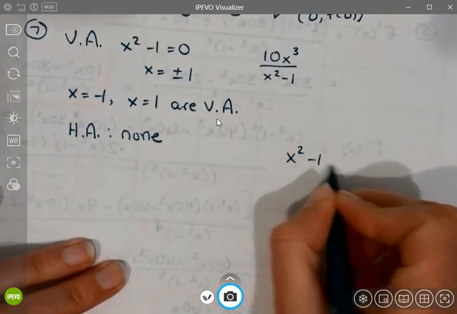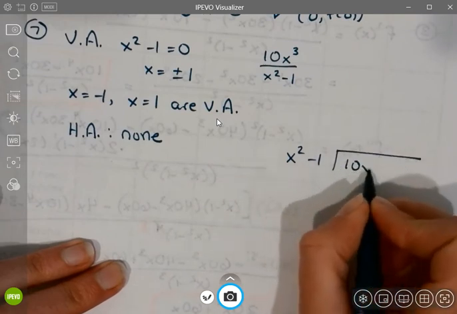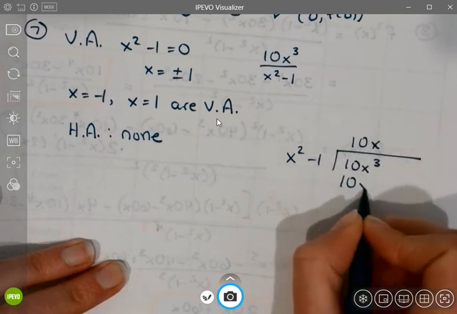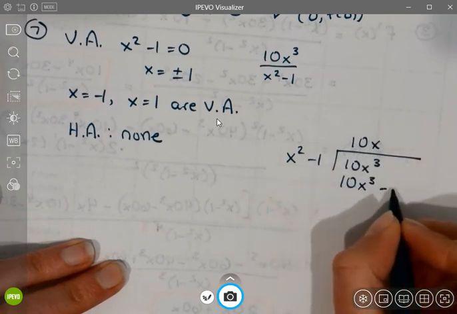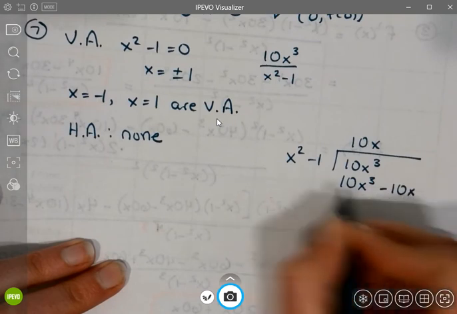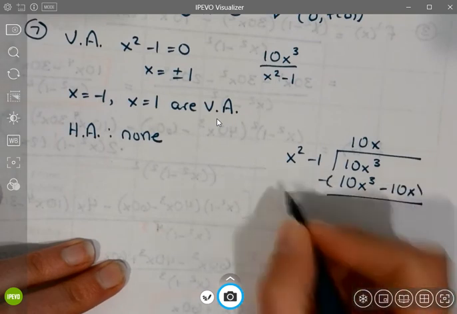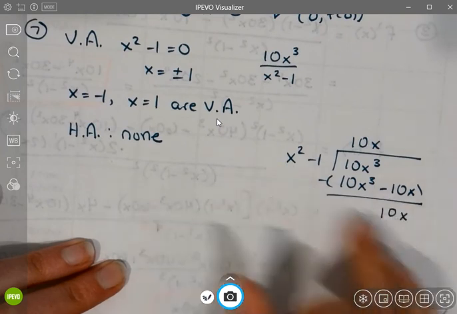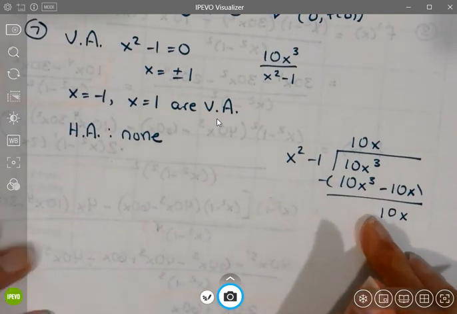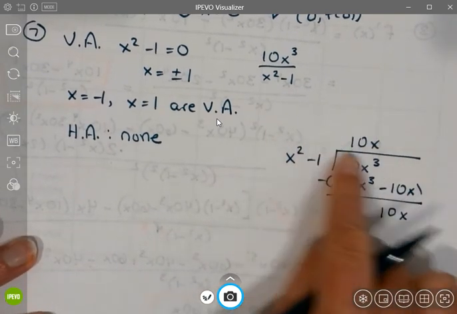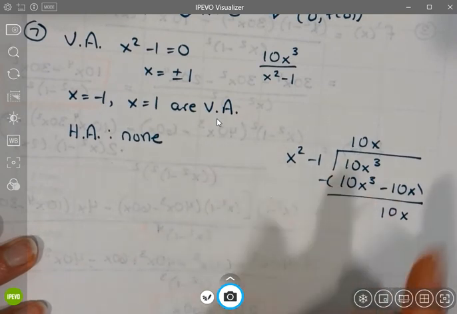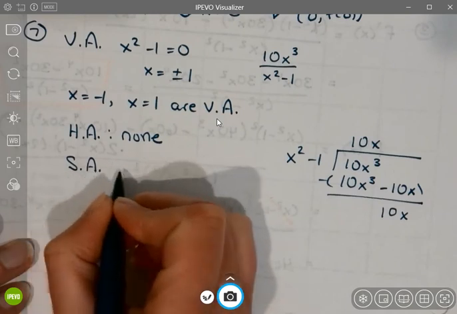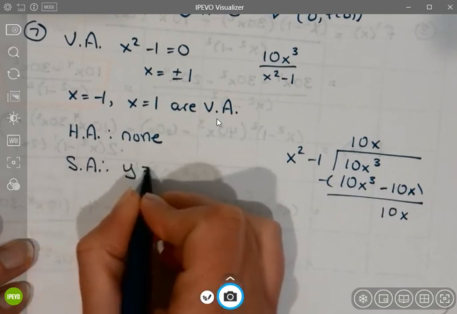So x squared minus 1 divided into 10x cubed gives us, need to multiply by 10x. So that gives us 10x cubed minus 10x. And if I distribute that subtraction, that gives us a remainder of 10x. And I already am too small to continue to go into 10x with the x squared. So y equals 10x from the top with a remainder of 10x as well is going to give us the oblique asymptote. So the slant asymptote or oblique asymptote is going to be the equation y equals 10x.